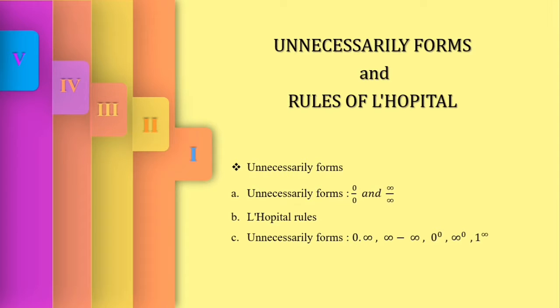Indeterminate forms and L'Hopital's rule. A. Indeterminate forms, that is 0 over 0 and infinity over infinity. B. L'Hopital's rule. C. Other indeterminate forms, that is 0 times infinity, infinity minus infinity, 0 to the power of 0, infinity to the power of 0, and 1 to the power of infinity.